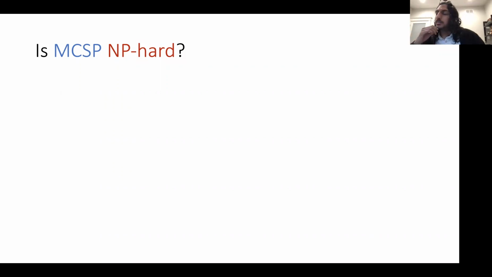And so one thing that I didn't mention earlier that I probably should have mentioned: if MCSP is NP hard, then it must have a search to decision reduction. This is related to Ronald's question. So it's kind of weird that we don't have a search to decision reduction for it yet. Maybe you might interpret that as evidence it's not NP hard, but I just wanted to make that comment. Okay, so is MCSP NP hard?